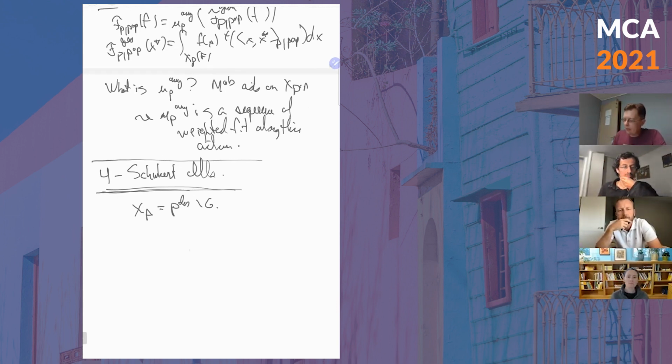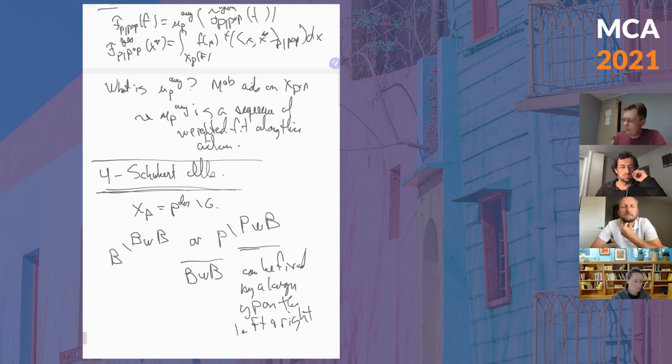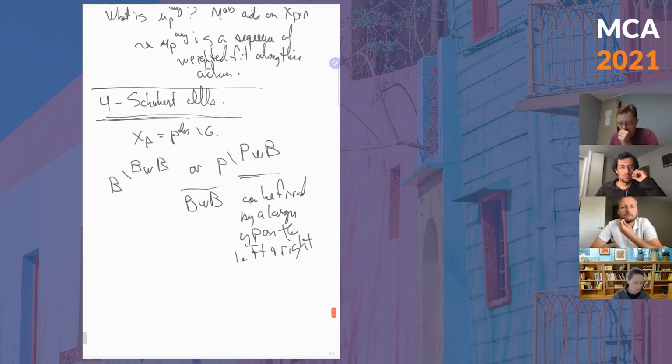Okay, so here's the generalization, and the generalization is motivated by looking at Schubert cells, which are things of the form BW mod a Borel, or more generally P mod PWB. Okay, so the nice thing to think about with these objects is that even if I start with a BWB, if I take its closure, it can be fixed by a larger group on the left and right. Whatever fixes it on the left and right is going to be a parabolic subgroup because it contains B, right? But it could be a bigger subgroup. And so you can squeeze a little bit more out of the theory of Eisenstein series this way.